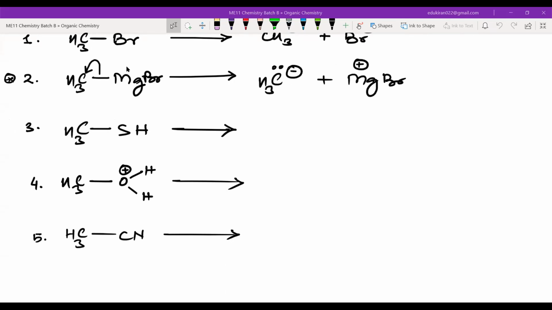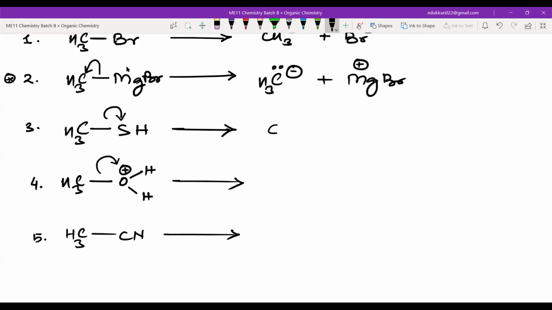So yes, tell me, in this question, the electron will be getting transferred from, which will get the electron, the carbon or the sulfur? Sulfur. Sulfur will get the electron. Okay, so you will show the arrow pushing like this. Now here, tell me, carbon or oxygen, which will get the electron? Oxygen. Oxygen will get the electron.